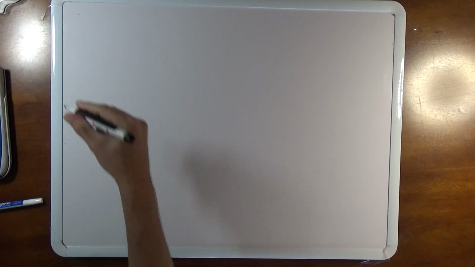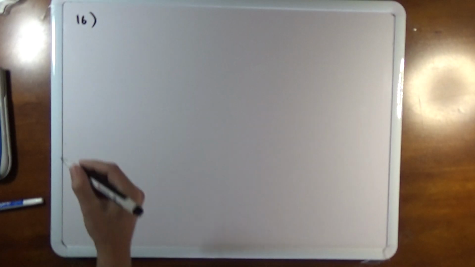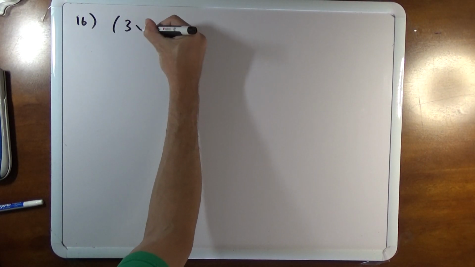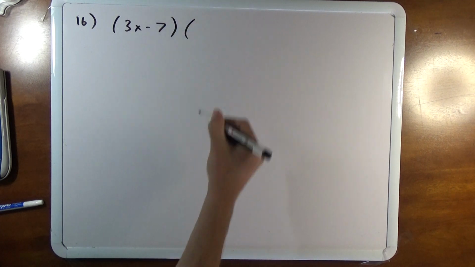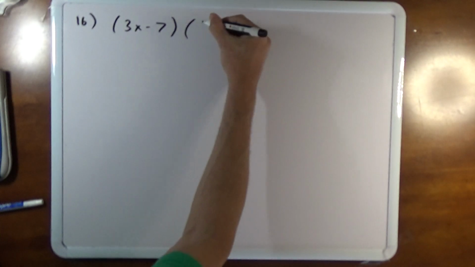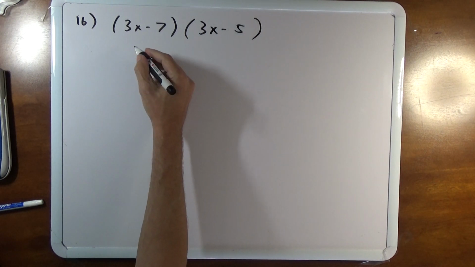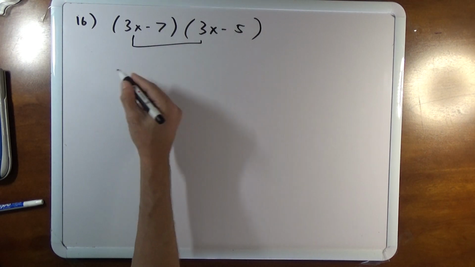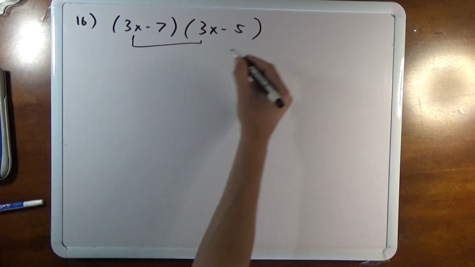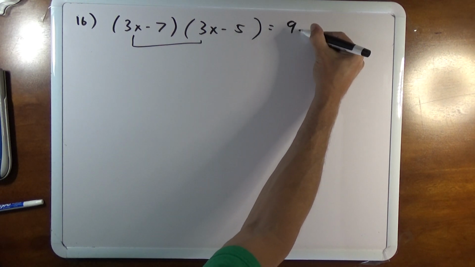Simplify the product using FOIL. Okay, so we have two binomials, number 16. 3x minus 7 times the quantity 3x minus 5. So first times first is 3x times 3x, which is 9x squared.